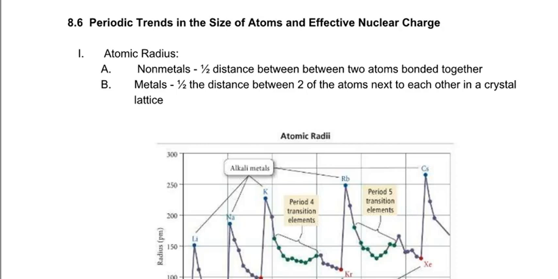AP Chemsters, this is Mrs. Vanderlei bringing you the 8.6 edition of The Blank Wall. And this is about the periodic trends in the size of atoms and effective nuclear charge.